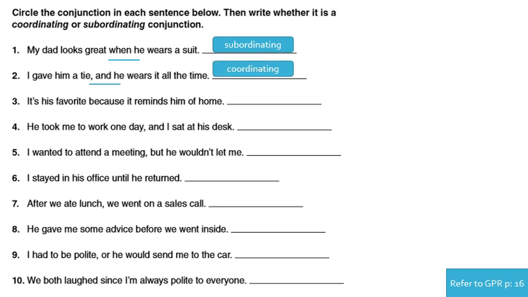Three, it's his favorite because it reminds him of home. What is the word joining the two sentences together? Where is it? Because. Excellent. Because here joins the two clauses together. And because is what? Is it one of the FANBOYS? No, it's not a coordinating conjunction. What is it? It's a subordinating conjunction.